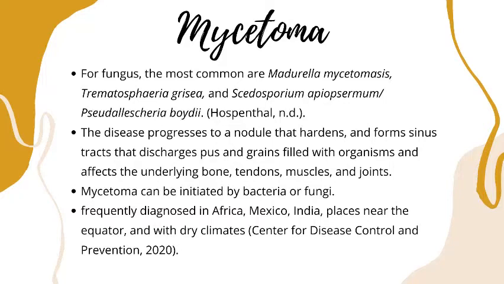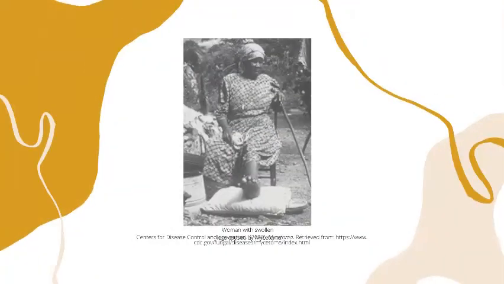Mycetoma can be initiated by bacteria or fungi. According to the Centers for Disease Control and Prevention, this disease is frequently diagnosed in Africa, Mexico, India, and places that are located near the equator, and places that have dry climates. Before we proceed, I'm just going to show you a picture. So as you can see, a woman has swollen legs caused by mycetoma.